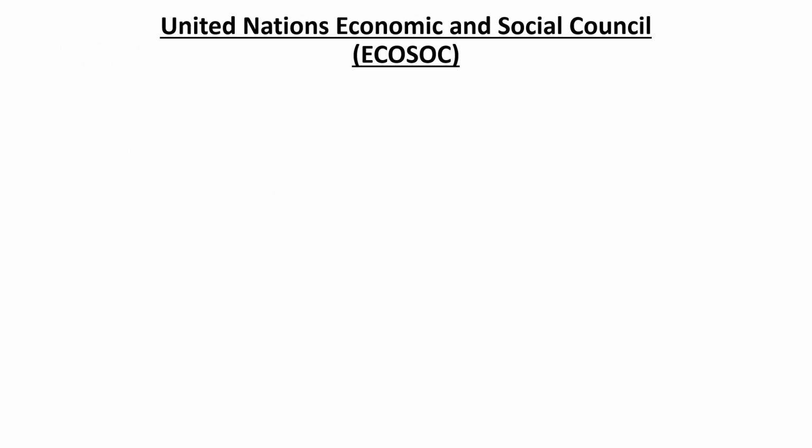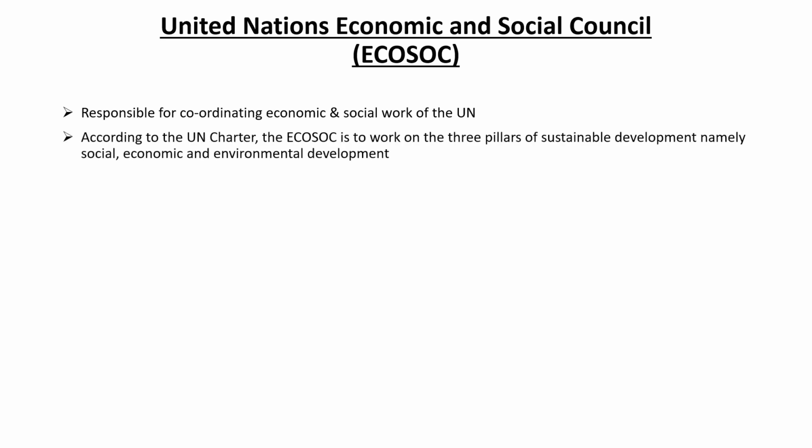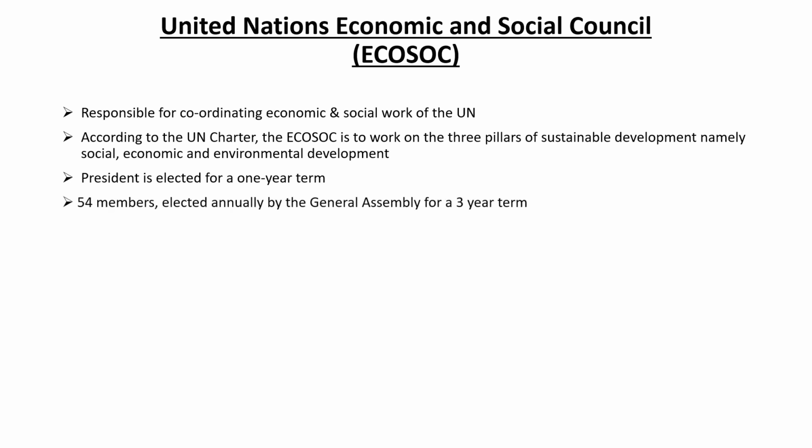Now let's talk about the Economic and Social Council, also called ECOSOC. It is responsible for coordinating economic and social work of the UN. According to the UN Charter, the ECOSOC is to work on the three pillars of sustainable development, namely social, economic, and environmental development. Its president is elected for a one-year term.